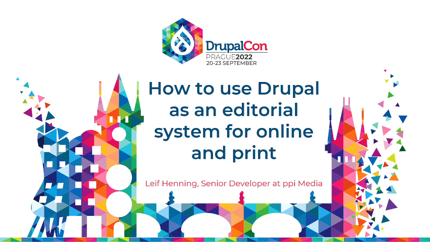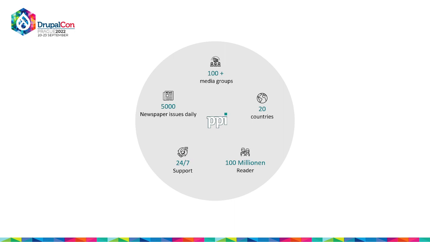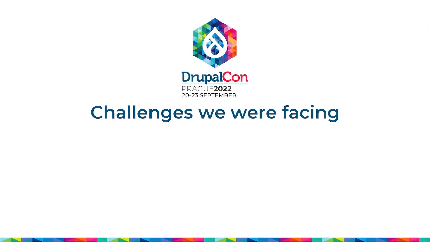I am Leif Henning. I work as a software developer at PPI Media for about 3 years. Some facts about PPI: PPI Media is a software company that has produced software solutions for print production for about 35 years. And let's start.